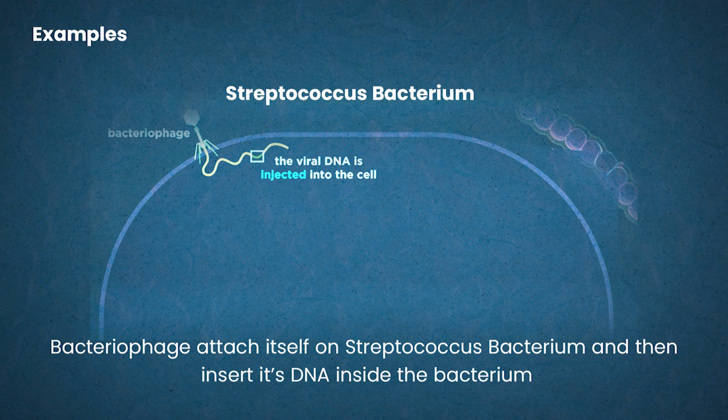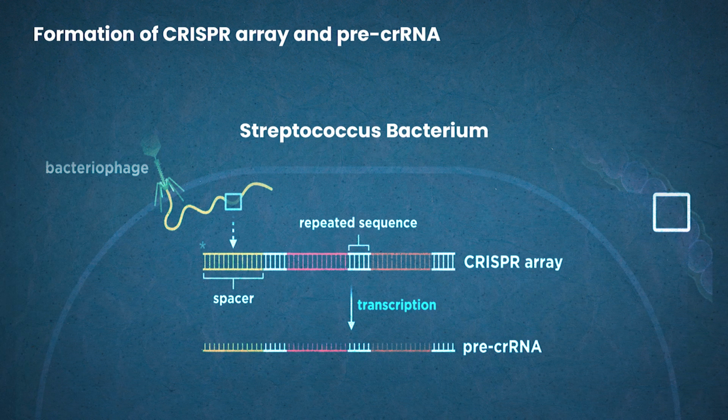We are looking at the example of a Streptococcus bacterium. Once this particular DNA is inserted, the region of the CRISPR array where this particular fragment is already present is transcribed, and the transcription leads to an RNA molecule called pre-crRNA. Now this pre-crRNA is acted upon by a protein called Cas9 protein. This is also termed CRISPR-associated nuclease protein, or Cas protein for short.